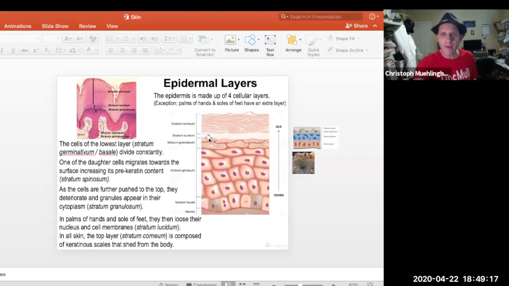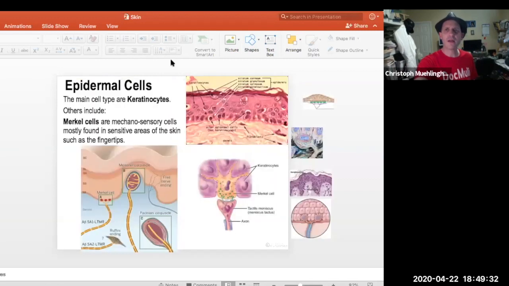And then in the palm of the hands and the feet, we have this extra layer called stratum lucidum, which is lucid, see-through. That's why those are a little bit different, the sole of the feet and the palm of the hand. All right, so then with that, let's go to the next question.